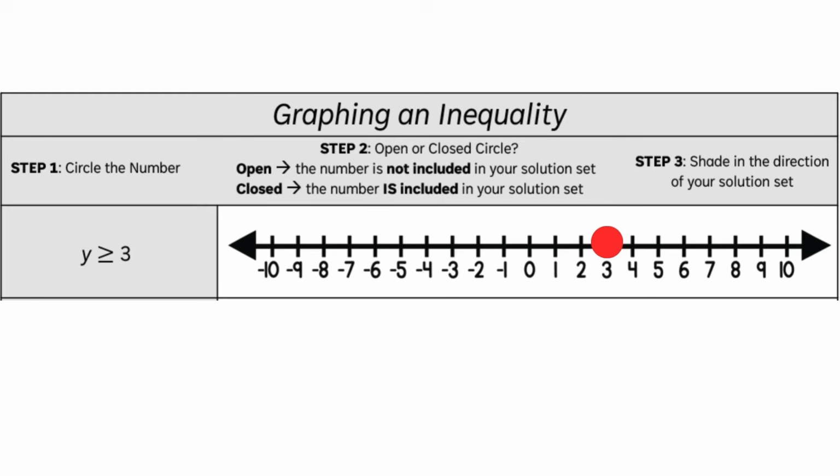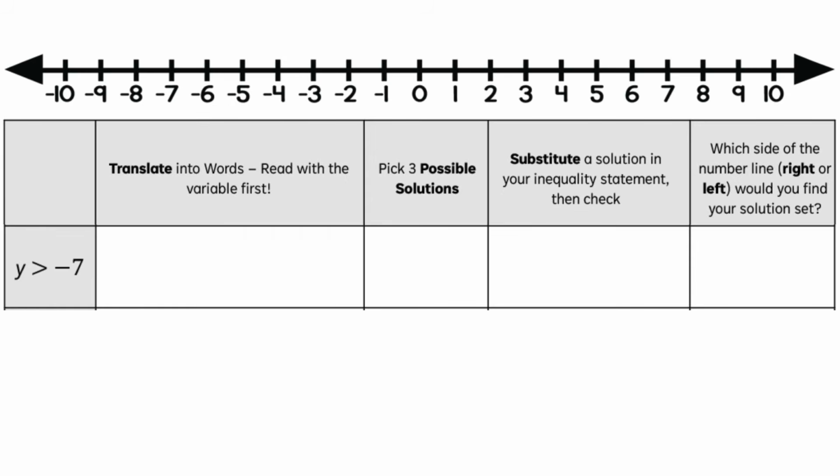Step number 3, shade in the direction of your solution set. Our solution set is to the right of 3 because all of our solutions are greater than or equal to 3. So that is why we are shading to the right. Let's go over another example.